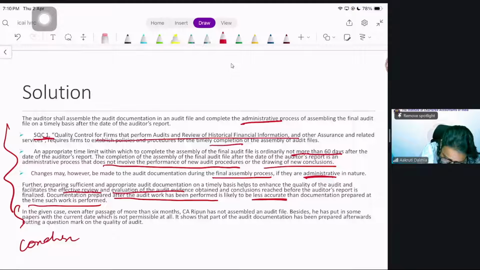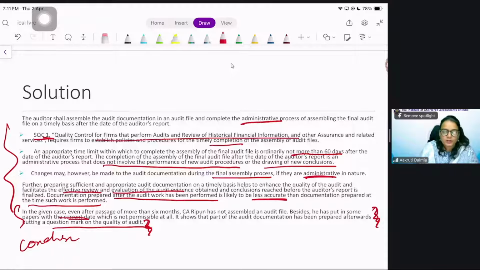In the given case, even after the passage of more than 6 months, CA Ripun has not assembled an audit file. Besides, he has put in some papers with the current date, which is not permissible at all. It shows that part of the audit documentation has been prepared afterwards, putting a question mark on the quality of audit. Understood? So you have to do a little bit of drafting. You will not find this point anywhere. You will not find this exact line anywhere. So you had to write this conclusion on your own.